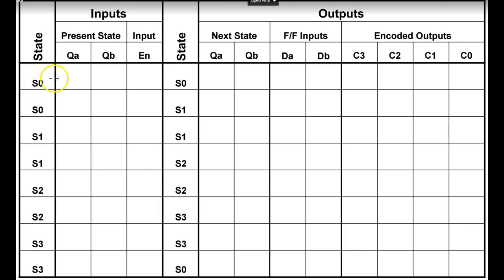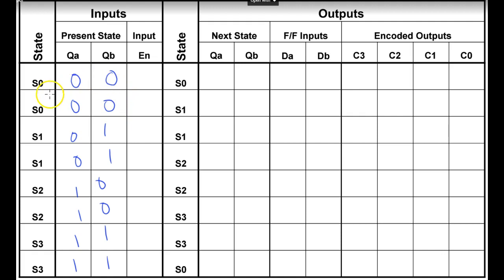In state 0, it makes sense for our QA and QB to be 0. We just did that in our diagram. In state 1, it makes sense for them to be 0, 1, state 2, 1, 0, and so on down the line.